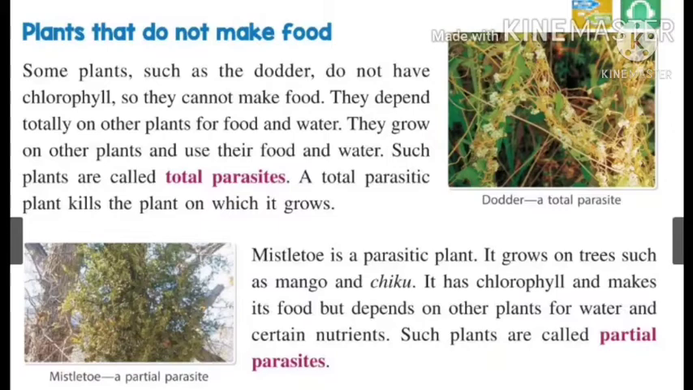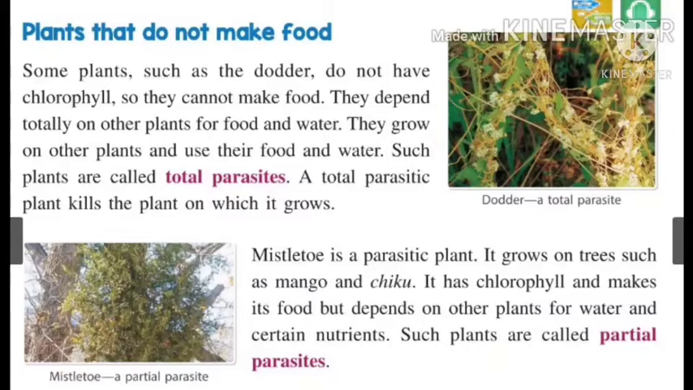So here they have given the example of the dodder plant. What do they do? They grow on other plants, and they take water and food from the plant where they grow. Because the dodder plant is not able to make its own food. Why? Because it does not have chlorophyll. So that is why they depend on other plants. And if the dodder plant remains for a long time on another plant, that other plant will die.